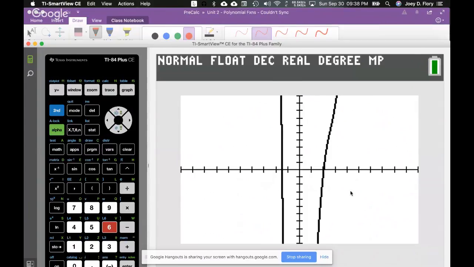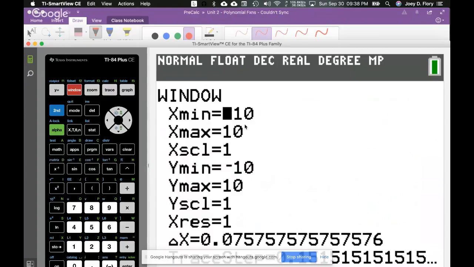Once it graphs it, make sure that you use common sense. So you know it's going to be a 4th degree, so you kind of know that the end behavior is going to be the same. It's a positive leading coefficient, so we know it's going to open up. So I don't know, maybe there's more down here or up here. Maybe it comes back down. I'm not sure. So I'm going to change my window a little bit.